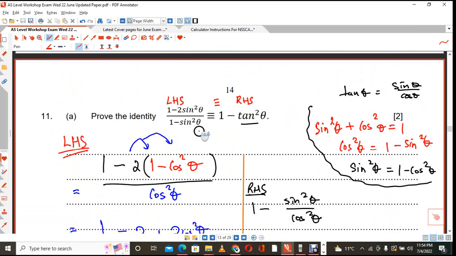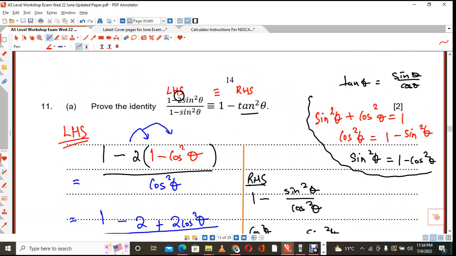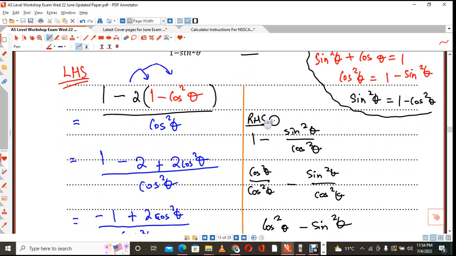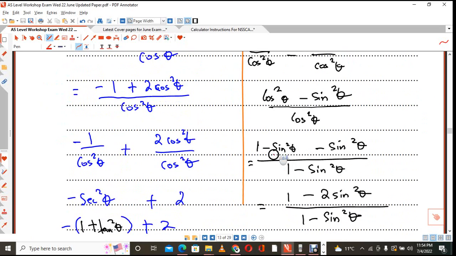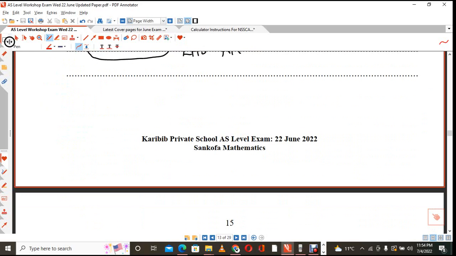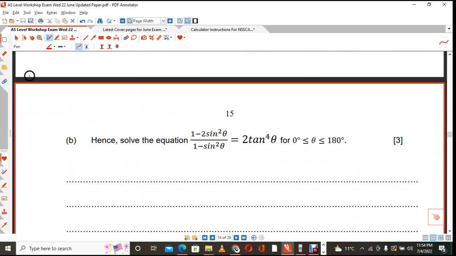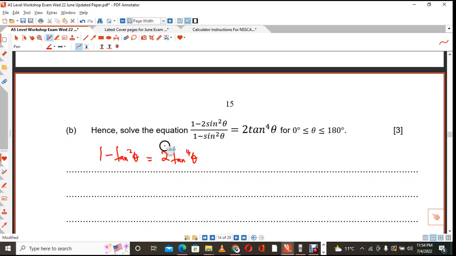So I just want to bring the right hand side, where it says that the left hand side is identical to 1 minus tan square theta. And I want to take that 1 minus tan square theta and use it in my equation in part B, because the left hand side is identical to that. So that's 1 minus tan square theta. Now I'm going to let that equal 2 tan to the power 4 theta. Also take note of our domain there.